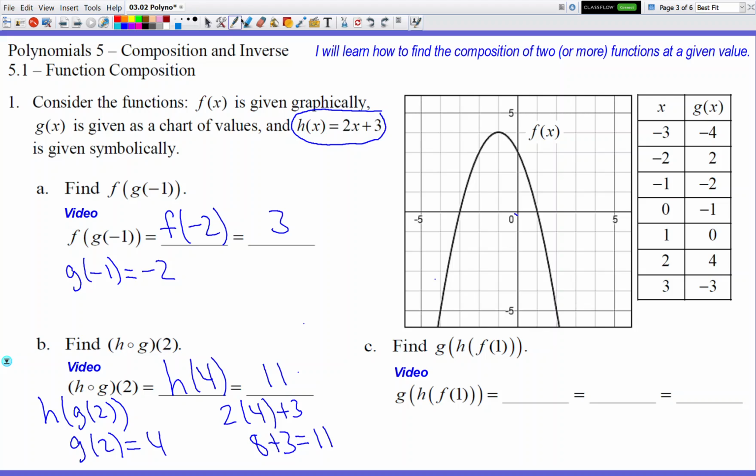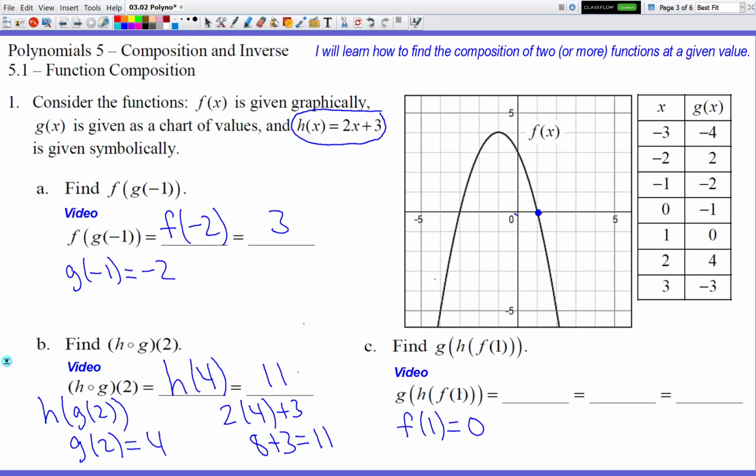Okay, all right, so let's do problem C. So let's do our innermost function, which is f of 1. So f is my graph. So I've got an x value of 1, which is right here. So what is the corresponding y value for x equals 1? The corresponding y value is, oh, it's 0. Okay, so f of 1 is 0.